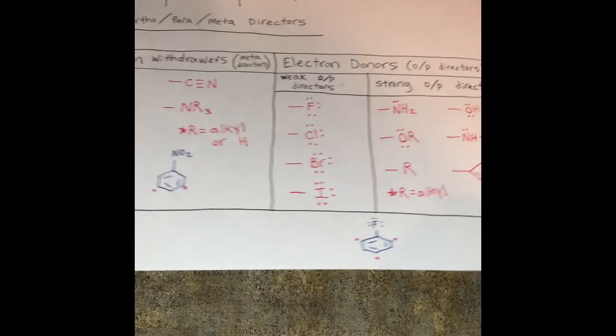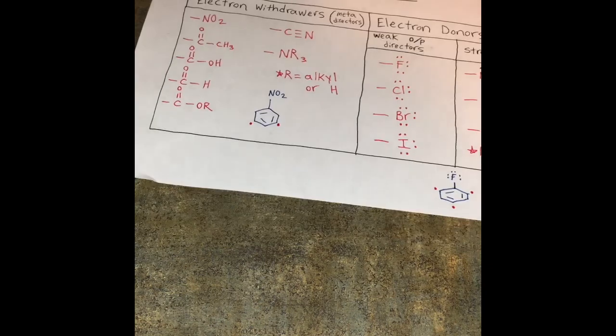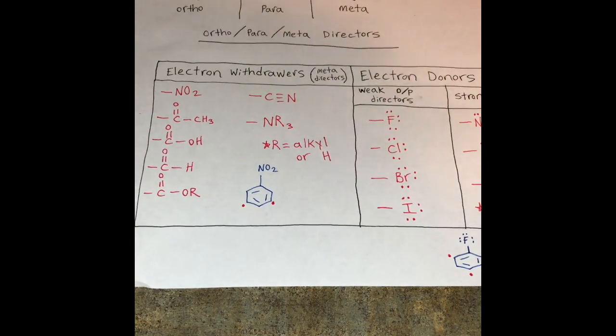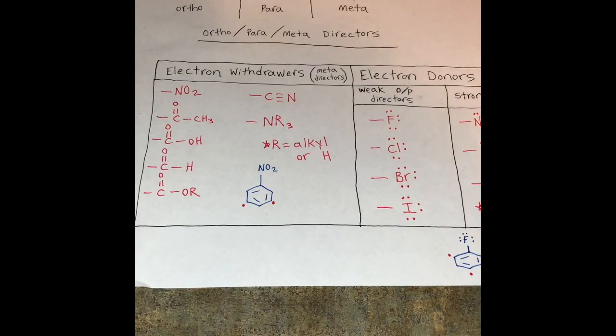So hopefully this chart will help you. This would be very useful to be memorized because you will have to know on the exam where your groups are added when you do an EAS mechanism.